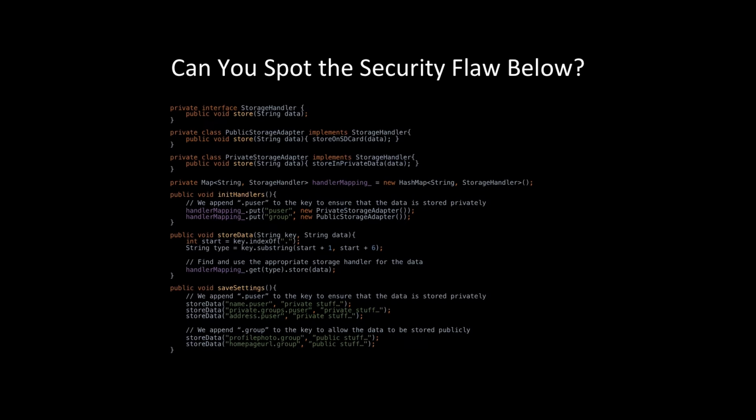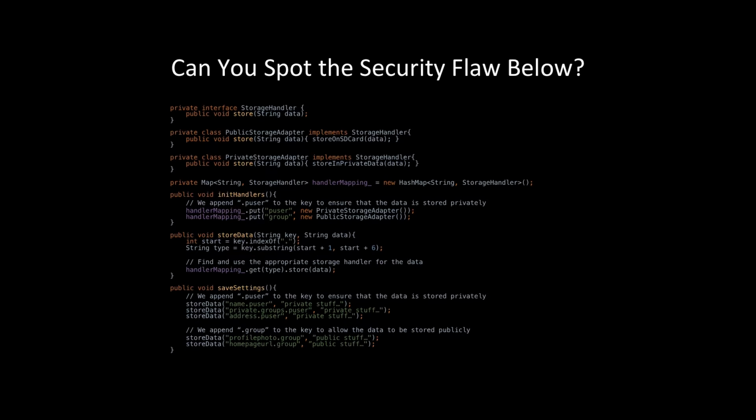So let's take a look at this bit of code that we've got here that's trying to make it so that we have a flexible mechanism for storing data on a device. In this example, we have a developer who's gone through and built an abstraction called a storage handler that can be plugged into this data storage system, and we can have different types of storage handlers plugged in that are both public and private.